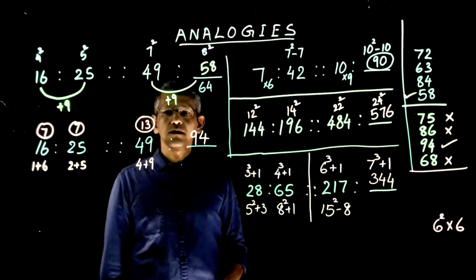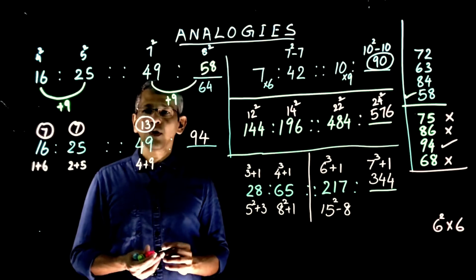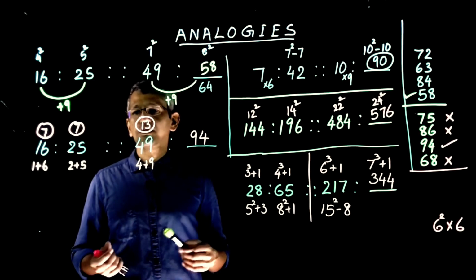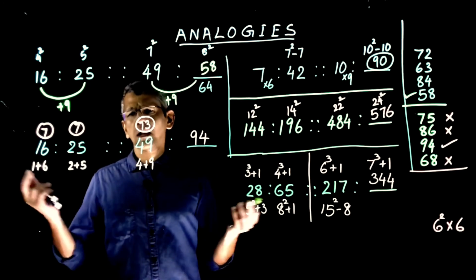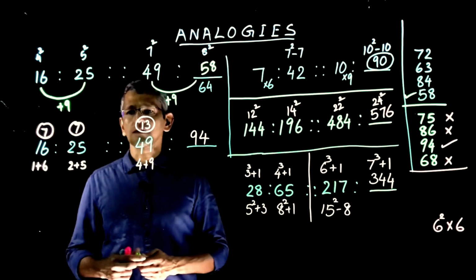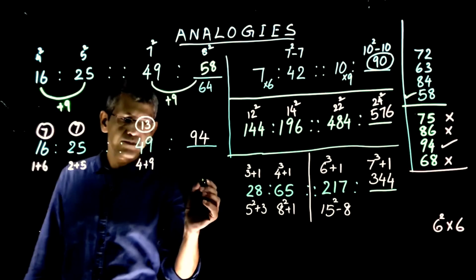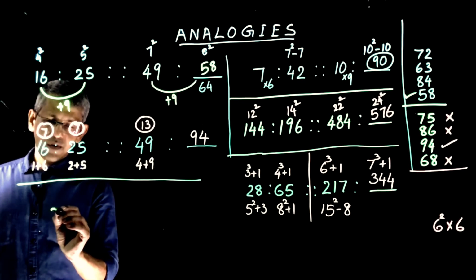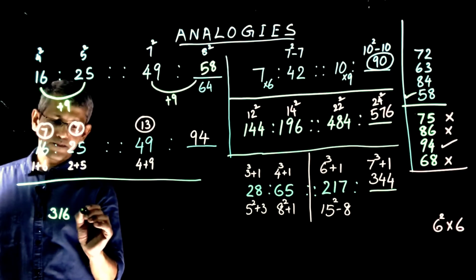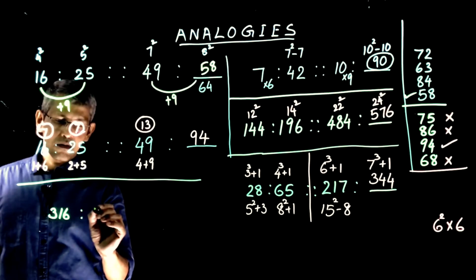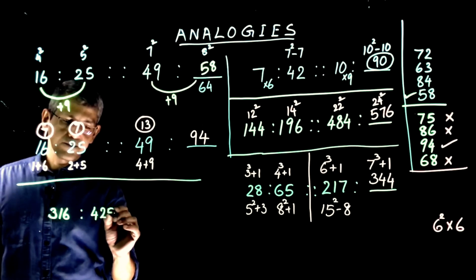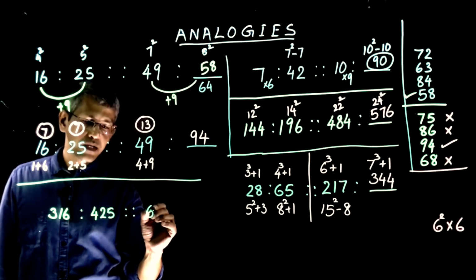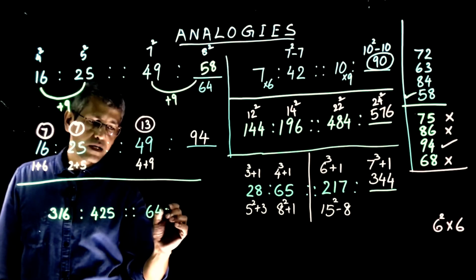So that's the answer. Well, any other patterns possible for these kind of questions, number analogies? Have you seen any other patterns? Well, wide varieties of patterns. Let's take another one. Well, let's say we have 316 and 425. On the right hand side, we have 649. What's next now?